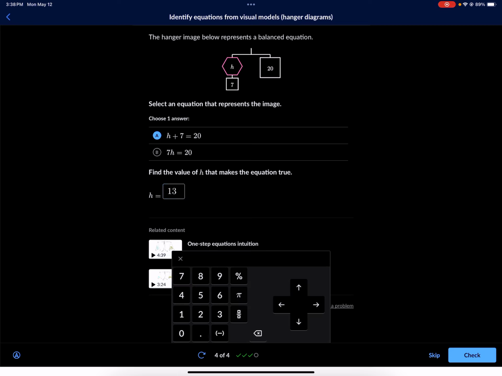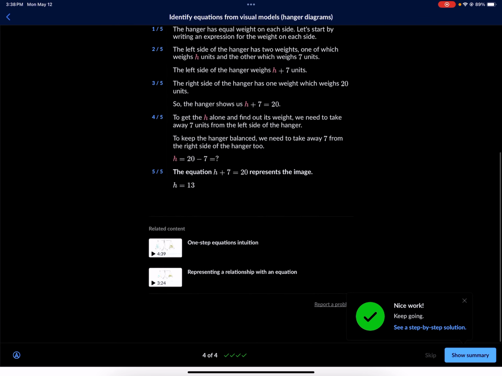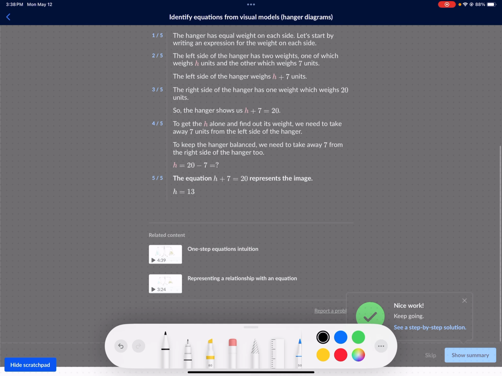H and 7, we add that to get 20. And then h will be equal to 13. 13 plus 7 is 20. So this is our answer. If you got that right, good job. If you didn't, here are the explanation videos, and happy studying.